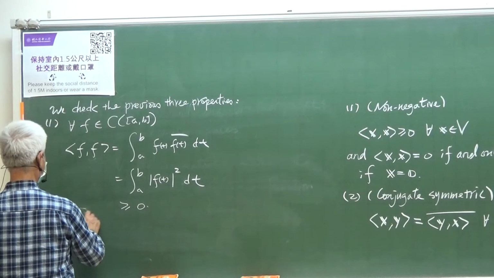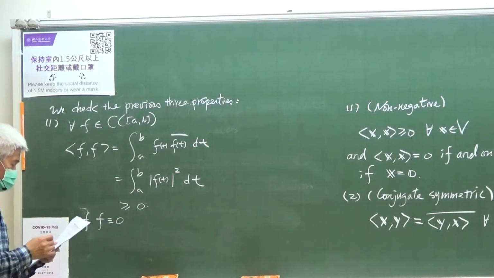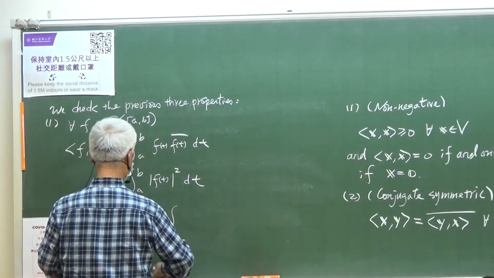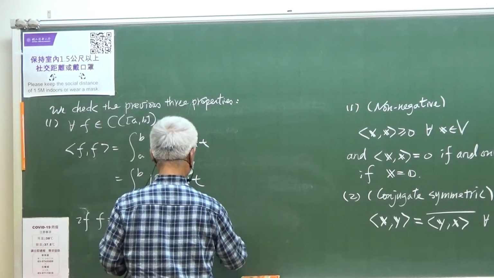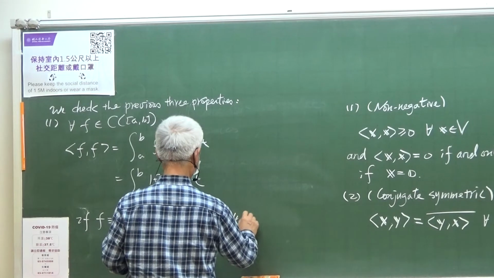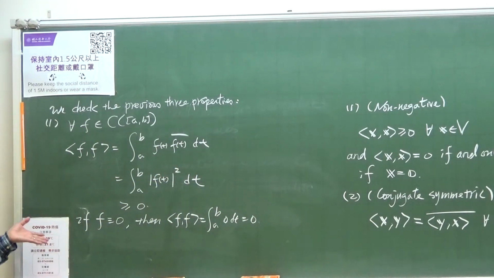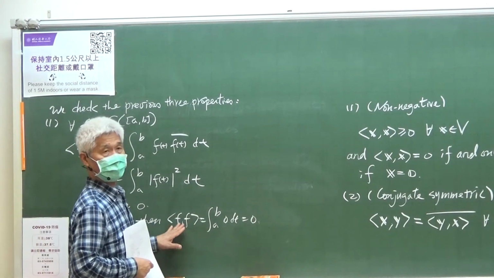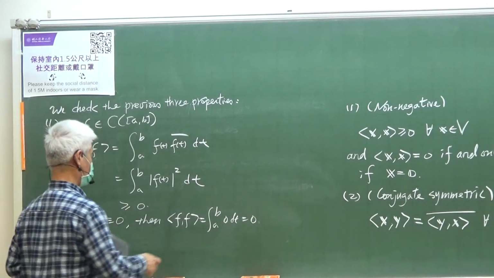Alright? Now, if f is equal to 0, meaning it's the zero function, then f of t is 0, of course. So if f is identical to the zero function, then the inner product of f with itself is 0. Okay.